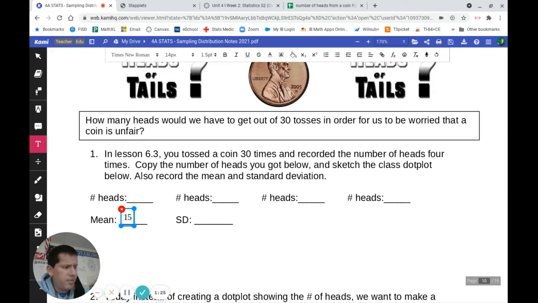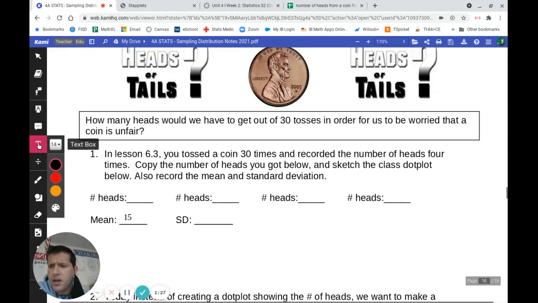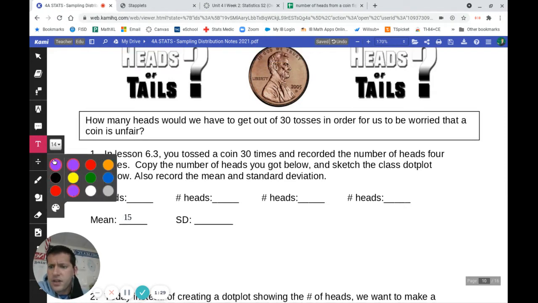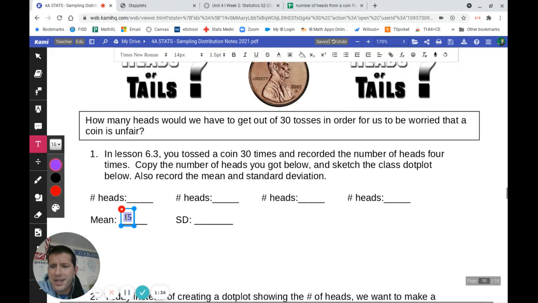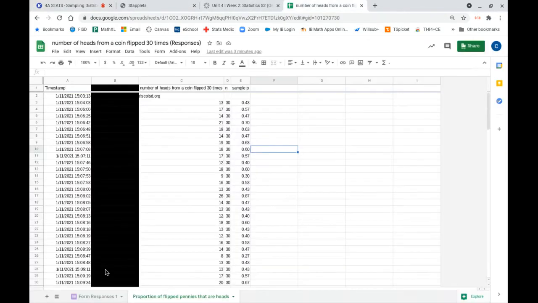So our little change here from what we did, we'll just fill in what we had here. We had 15 here. Let me make this a little bit bigger for y'all. Let's change the color. So 15 for the mean, and then our standard deviation was 2.74.